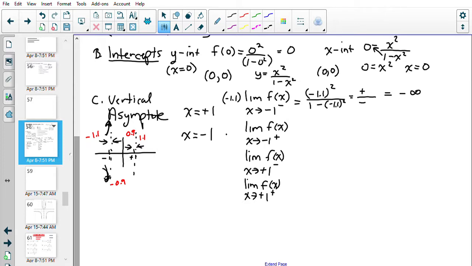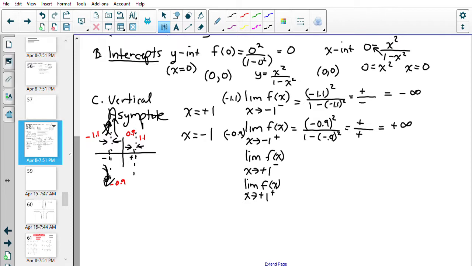From the positive side, you put in a number like negative 0.9 as a test. So negative 0.9 squared over 1 minus negative 0.9 squared. The top is positive again because you're squaring it. This time, negative 0.9 squared is slightly less than 1. 1 subtract that number is a positive. So on this side, the limit tends to positive infinity. Okay, so we knew on one side it was negative infinity. The other side it's positive infinity.